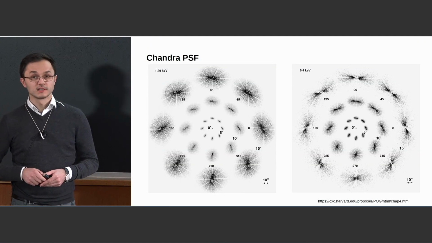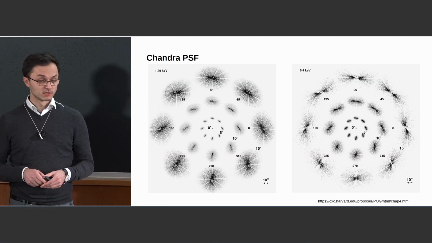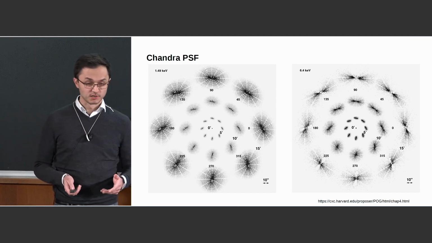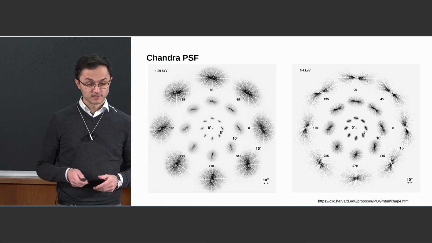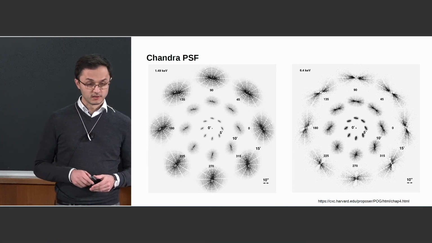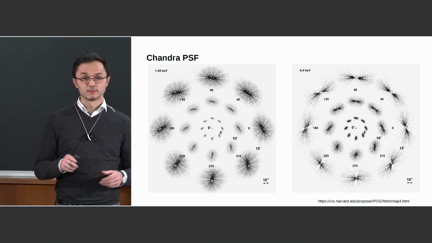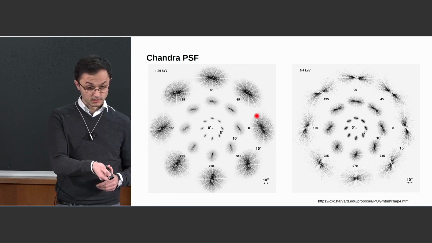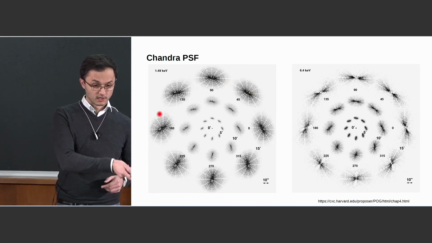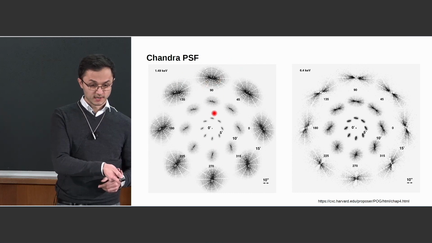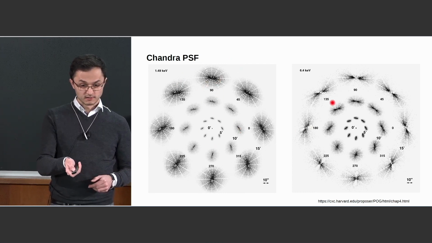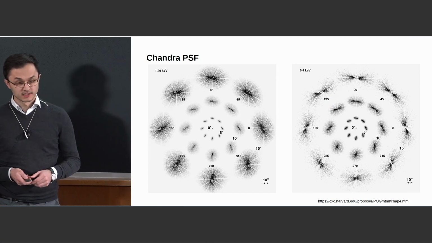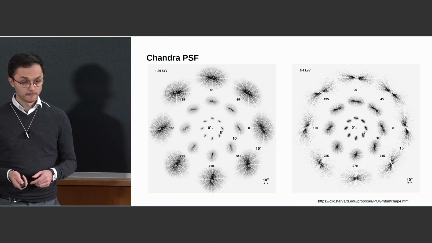So not only Rosetta has this problem, but also Chandra, which is another X-ray mission. So here we can see the same behavior. On the left side, at approximately 1.5 keV, we see that the point spread function changes over the azimuth and over the off-axis angle. And also we see that for different energy bands, there is a different point spread function as well.